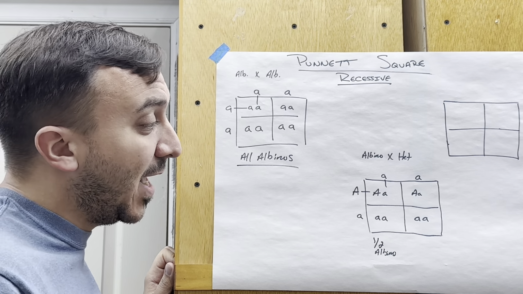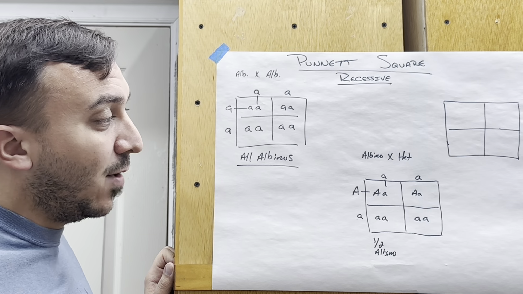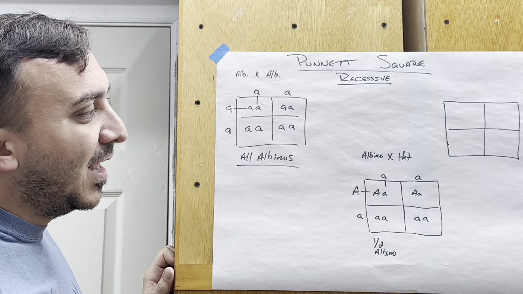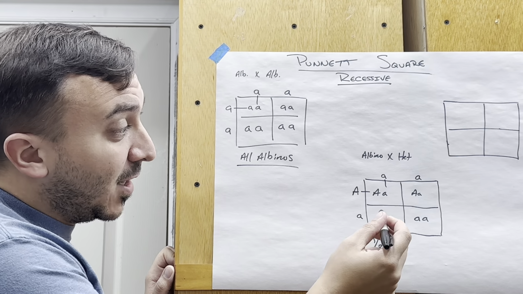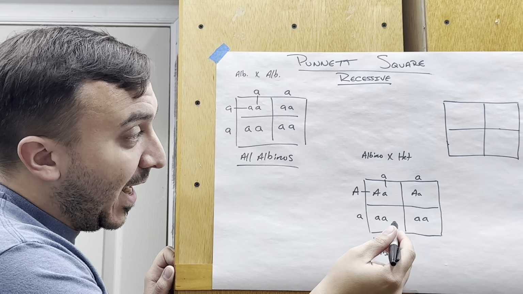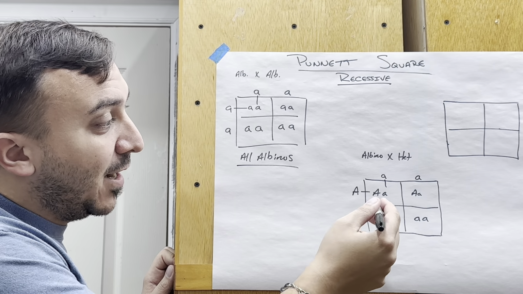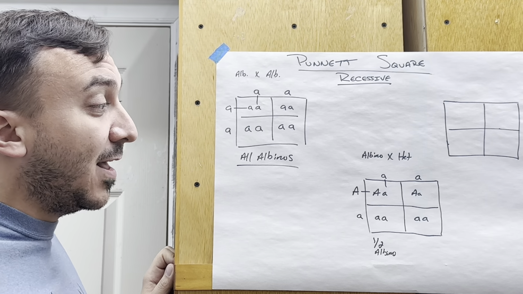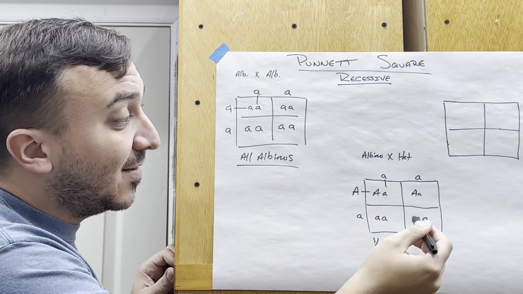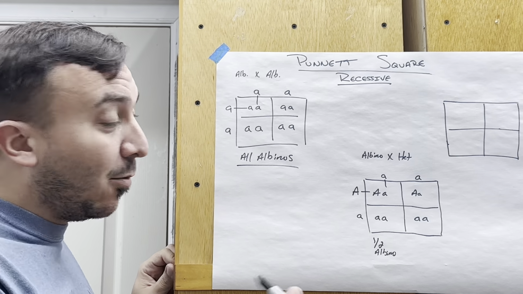Now, if you had 5 eggs, the next one could go either way. But regardless, we're talking about averages here. So if you did 4 clutches of 4 eggs each of albino to het, on average about half of those babies would be albinos. Now that means one clutch could have all hets and one clutch could be all albinos.